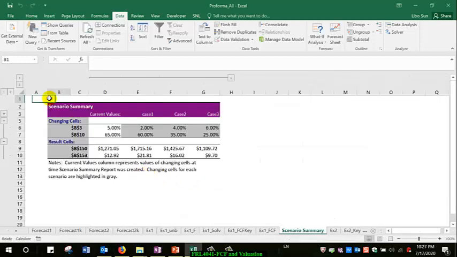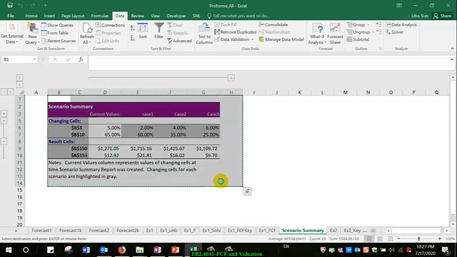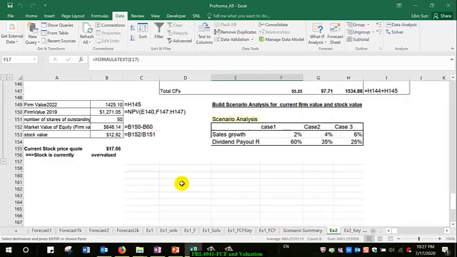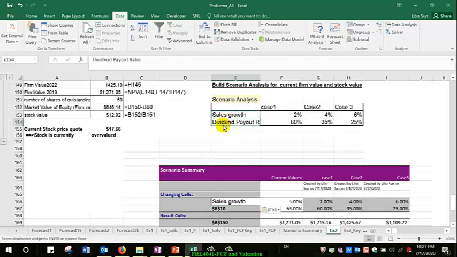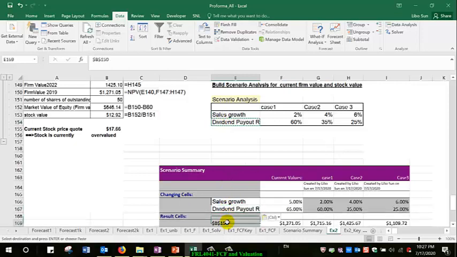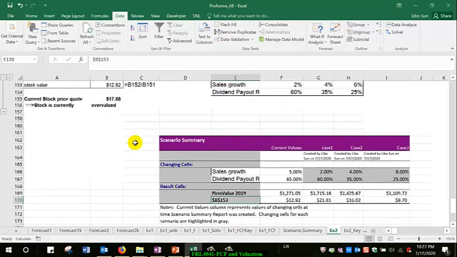By default, this is produced in a new separate tab. You can copy it, and you can also change the names. So this is the sales growth, and this is the dividend payout ratio. For results, we have firm values and stock value per share, right? This gives you an idea of how our firm value and stock price change when the sales growth changes to different values.